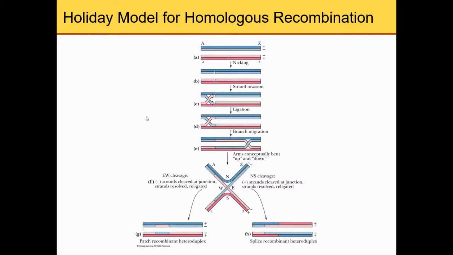So here is just to show you the Holliday model for the homologous recombination repair. If you have a nick right here, then you have a strand invasion. So basically, this pink one will go up there, and the blue one connects to the bottom one here. So that's a strand invasion, and then ligation, and then the branch migration, so that the blue one connects to the pink one and goes up here, and the pink one and blue one go down. So that's the homologous recombination.